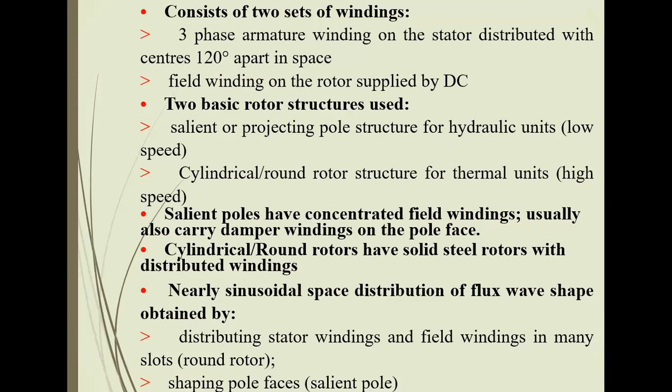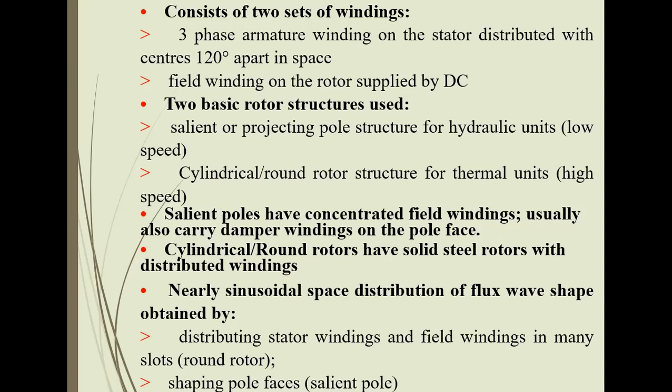So salient poles have concentrated field winding. They usually carry damper windings on the pole face. But cylindrical or round rotors have a solid steel rotor with distributed windings.